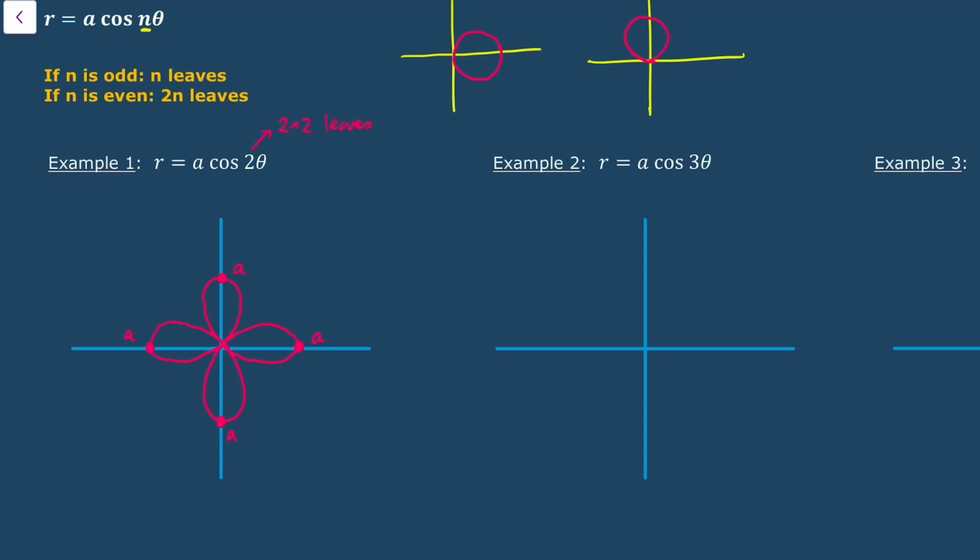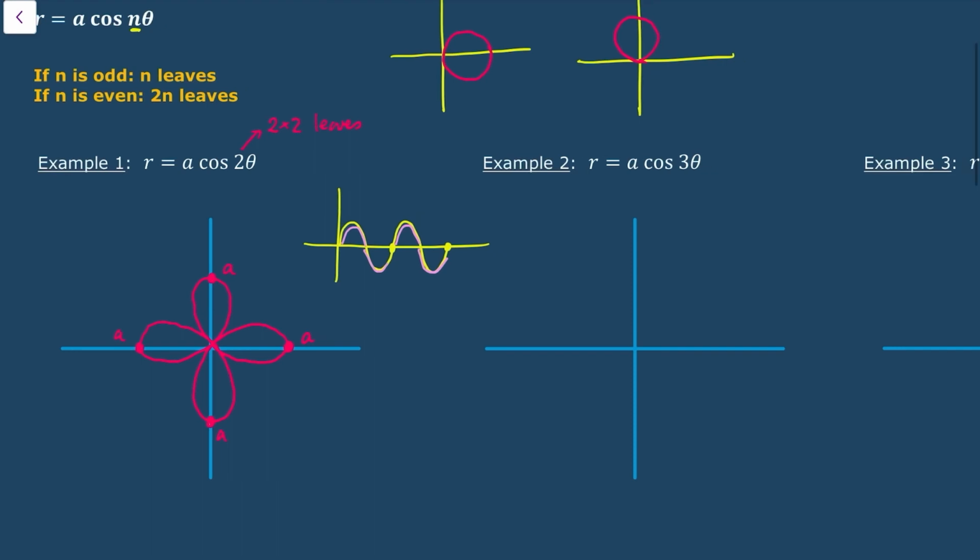If I think about my sine curve, I've got twice as many curves between 0 and 2 pi. So you can see in each case there I'm going to have 4. Each section represents one of the petals or leaves, which is the formal term.